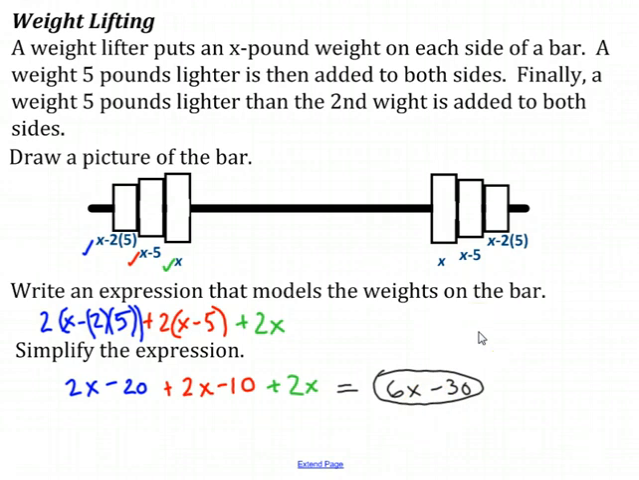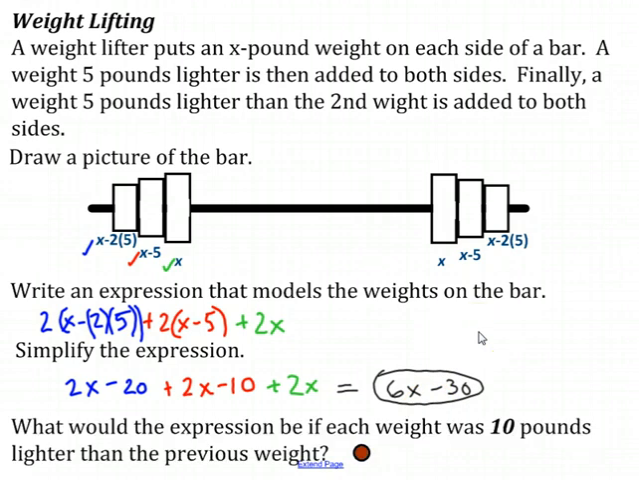Here's a last challenge for you. Rewrite the expression and simplify it all the way down if each weight was 10 pounds lighter than the previous one. So in other words, this one's still x, but this one's now x minus 10, and you have to figure out what that one is. Hit the pause button. When you come back, I'm going to show you the expression as well as the answer. Okay, I'm going to assume that you've done that.